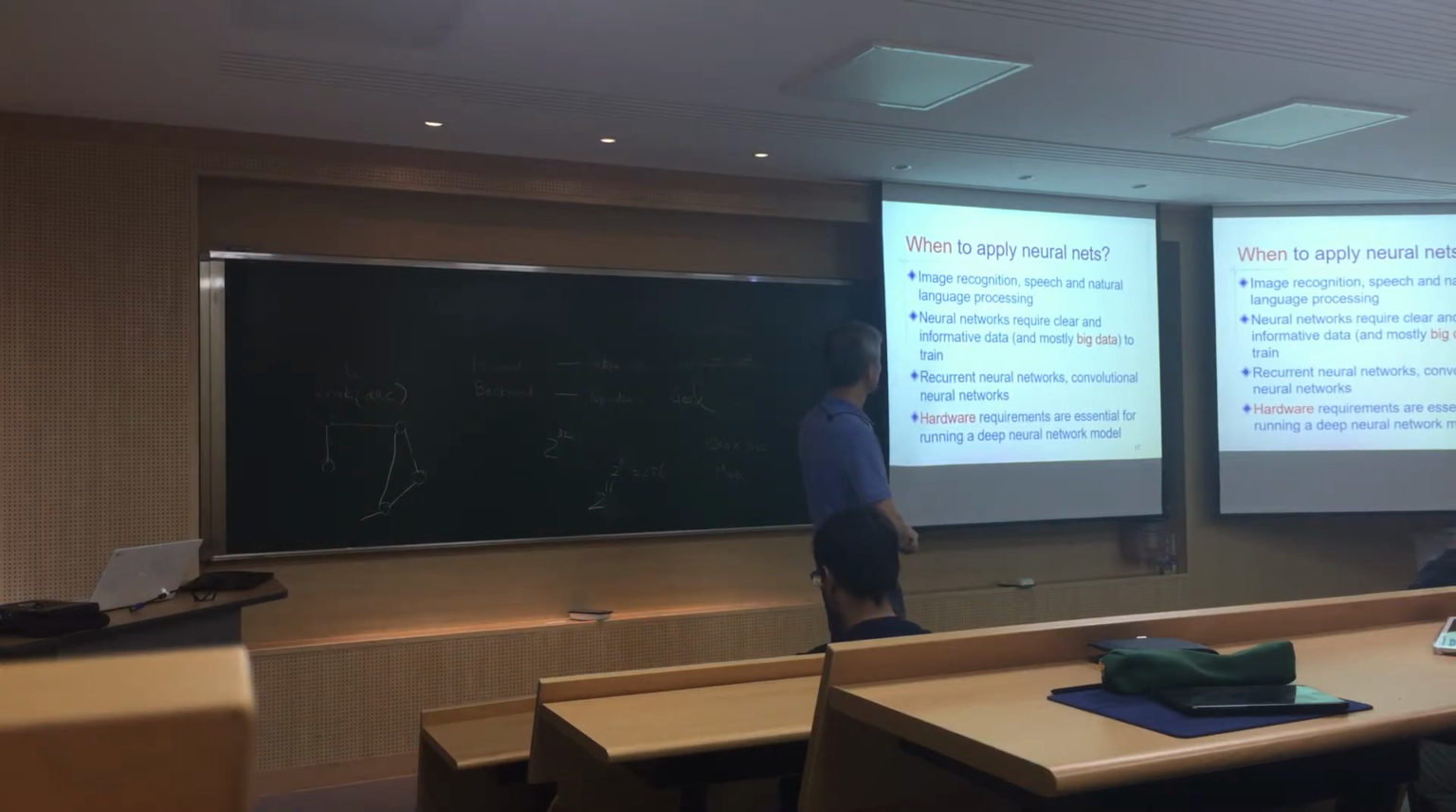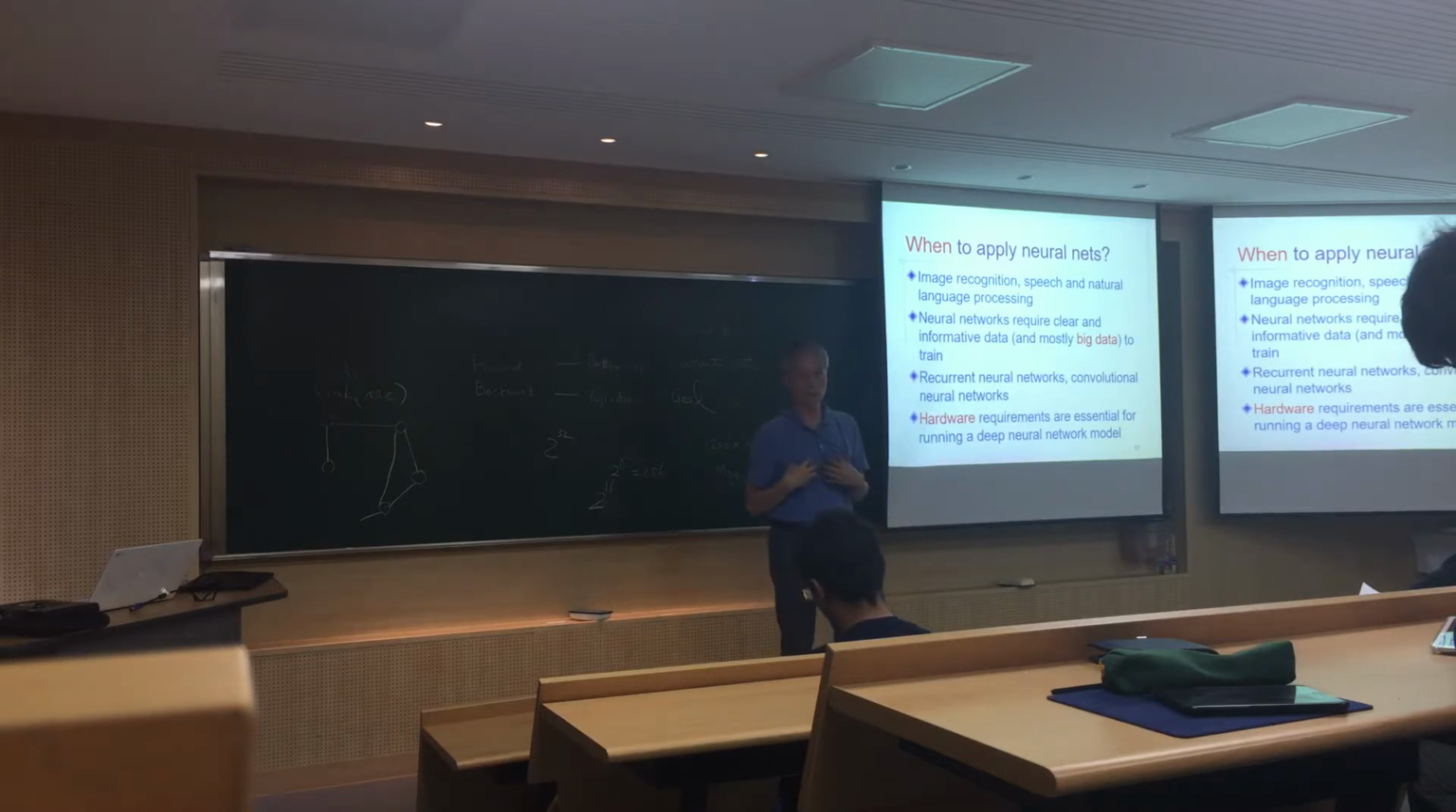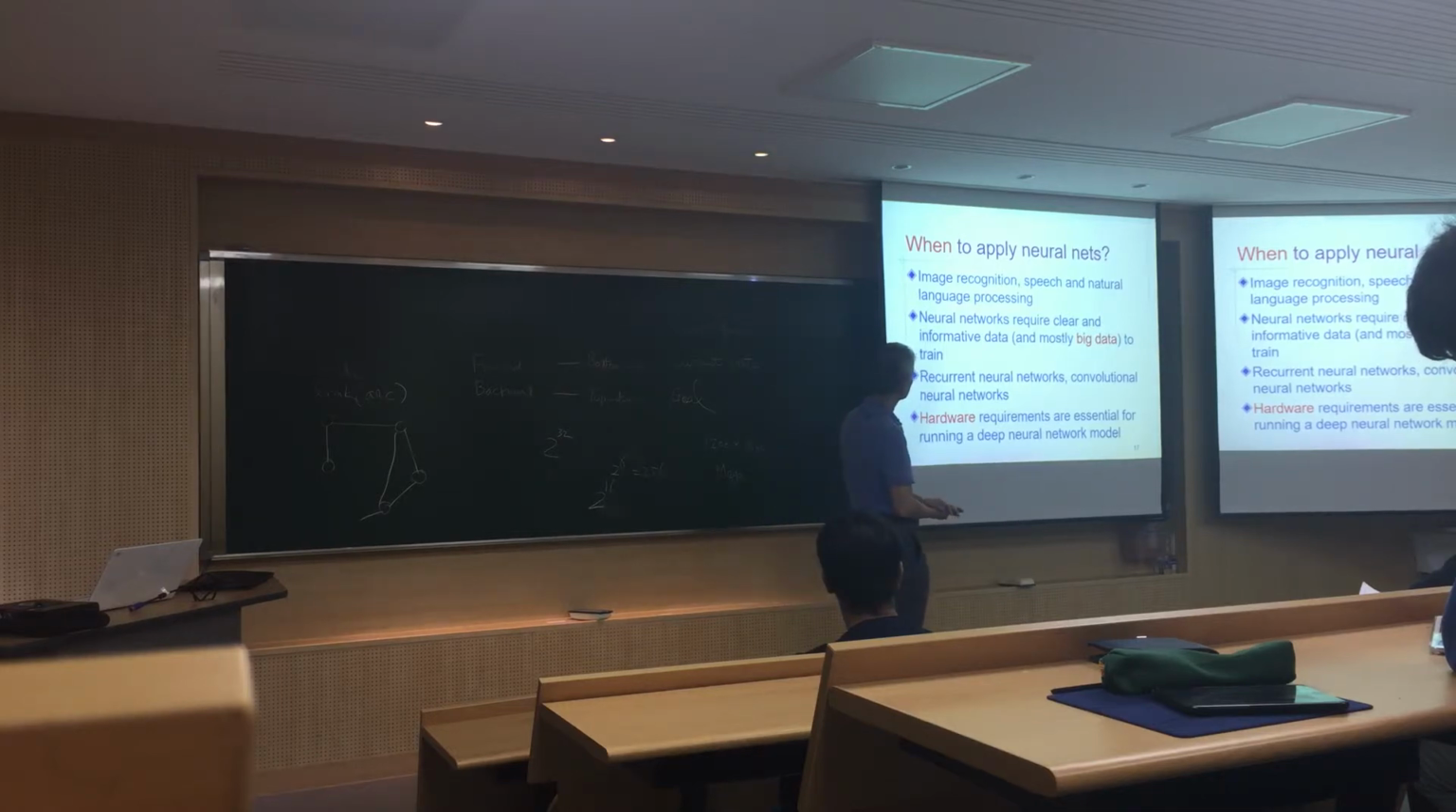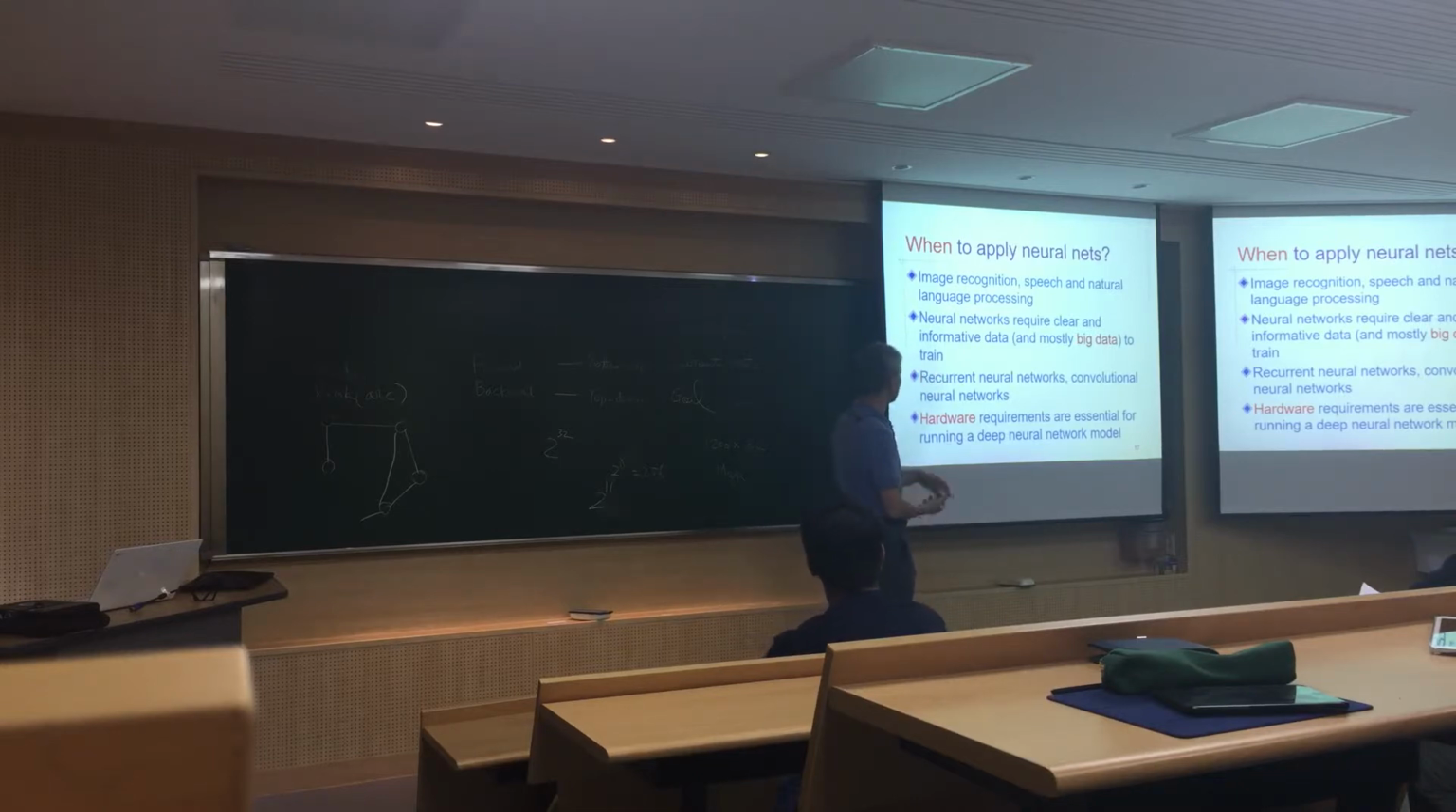So image recognition or speech and natural language processing, that is the big area of research where neural networks are good. So you can do similar things, right? Image recognition, speech recognition, language recognition related. But I wanted to use, or I hope you use it for design, engineering design, right? Neural networks require data, especially big data, for the training. There are different types of neural networks, recurrent and convolutional. We'll learn. I don't know yet either.